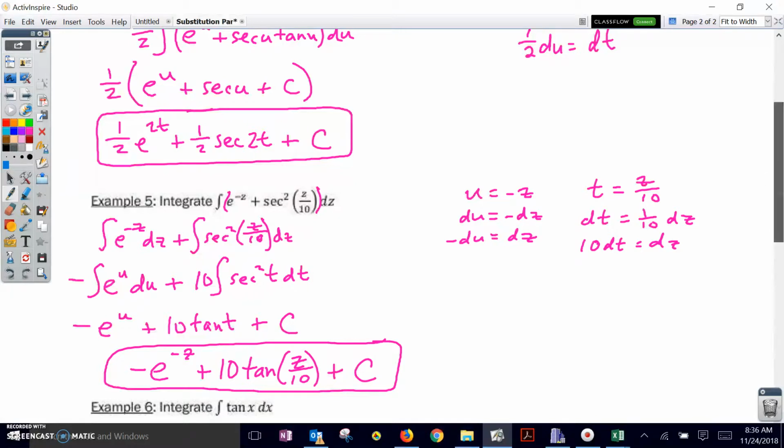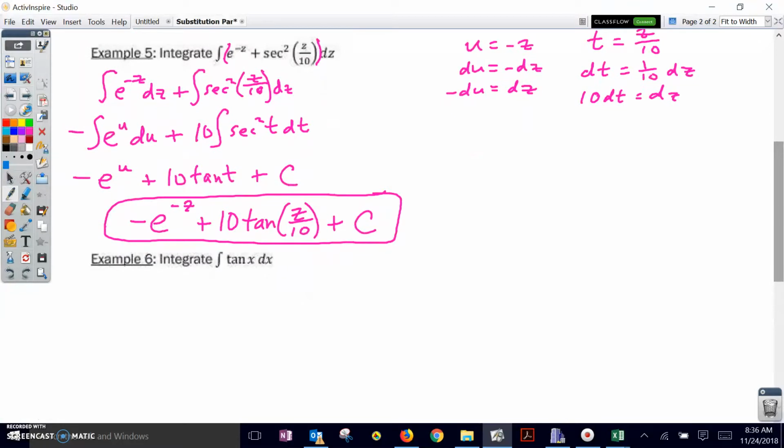Alright. Example 6 does not immediately look like one that we would handle using substitution, but we don't know anything off the top of our head that we can take the derivative of and get tangent of x dx. So in fact, this is going to turn into a substitution problem. We just need to replace the tangent of x with what it's equal to in terms of sines and cosines.